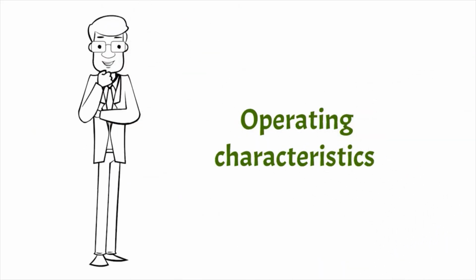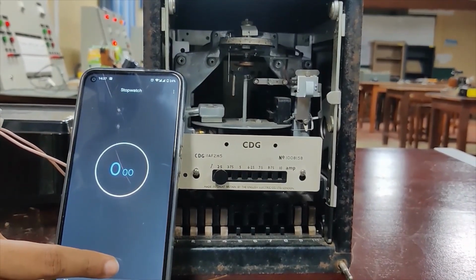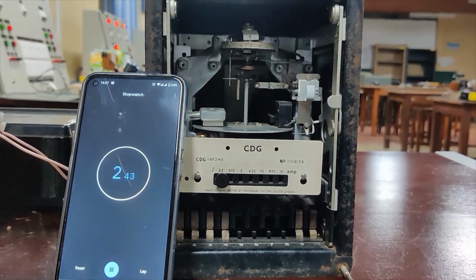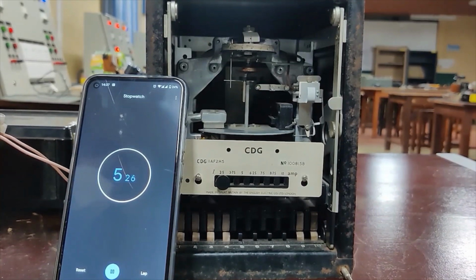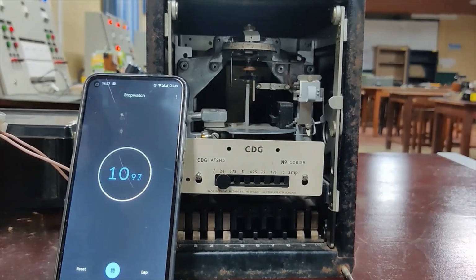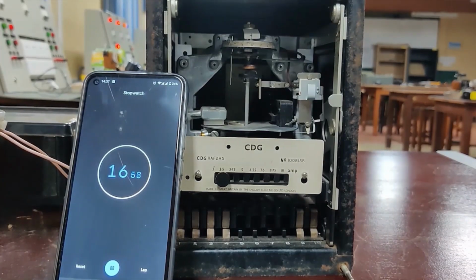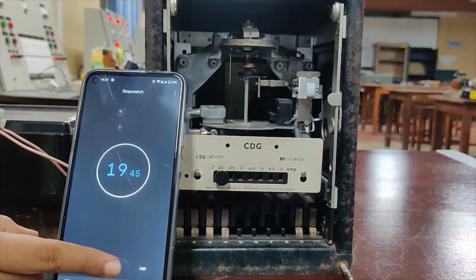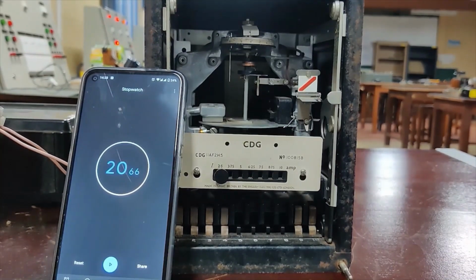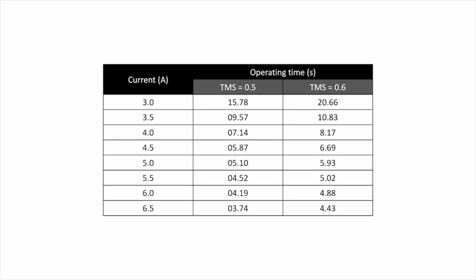Operating characteristics. Obtain the operating times of the relay from the pickup current to 6.5 amperes for the new setting. Here, the operating time is counted for 3 amperes. Plot the operating time versus current curve for the time multiplier setting of 0.6 in the same graph.